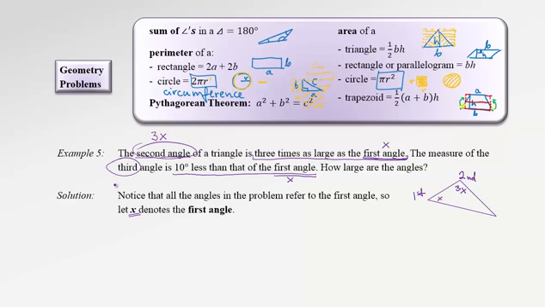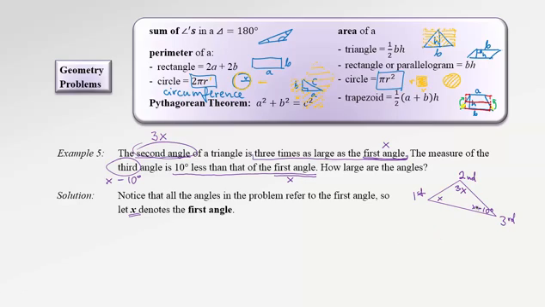Finally, the third angle is 10 less than that of the first angle. So the third one must be 10 less than whatever the first was, but the first was x. So the expression x minus 10 will represent the measurement of the third angle, 10 degrees here. Third angle.